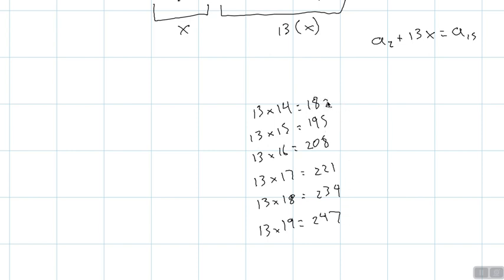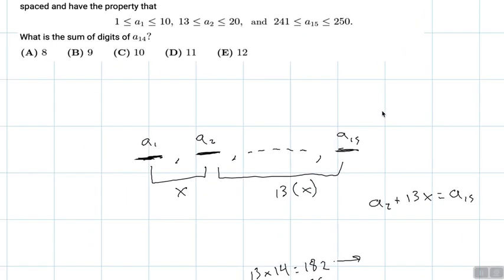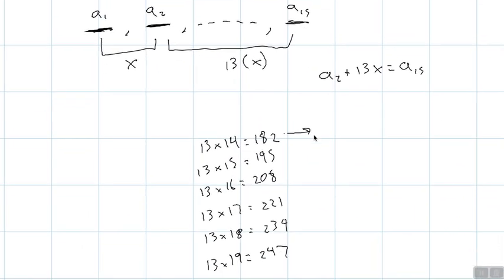So this looks like it's going to be on the lower end. Determining if 14 could be the spacing here, let's add the largest possible value that a2 could be. Up here we see the largest possible value a sub 2 could be is 20. So 20 plus 182 is 202, which is not in the range of a sub 15. So the spacing couldn't be 14.